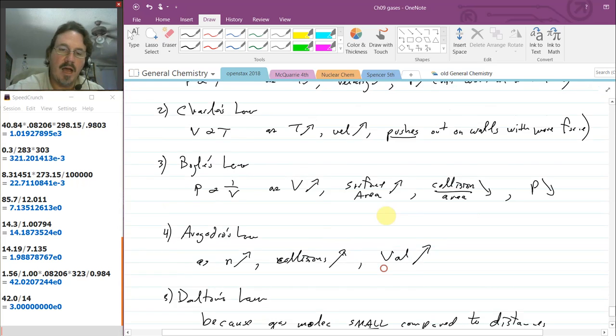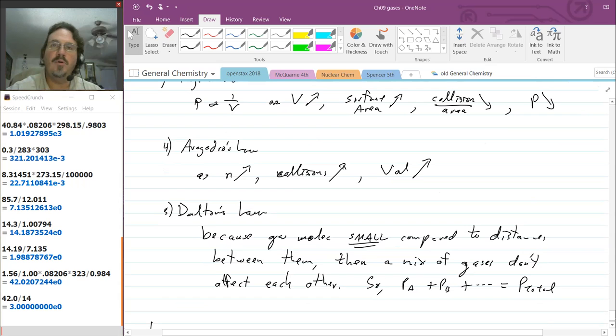Yep. Avogadro's law, as n goes up, the number of moles goes up, so does the volume. Well, that's because there's more collisions now with the inside wall of the container. If I put more gas in there, there's more molecules hitting that same area, so there's more force, and it's going to get bigger. So as n goes up, volume also goes up.